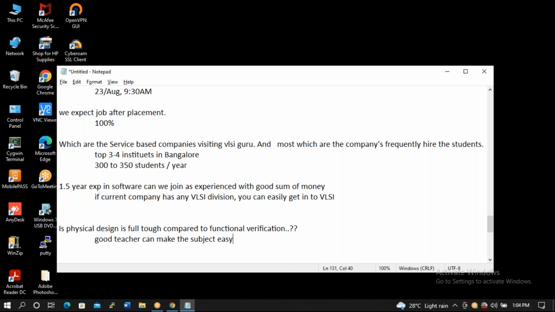Physical design is also not tough. Functional verification is also not tough. Only thing is, if you have programming inclination, go for functional verification. Otherwise, go for physical design. All our trainers are good.